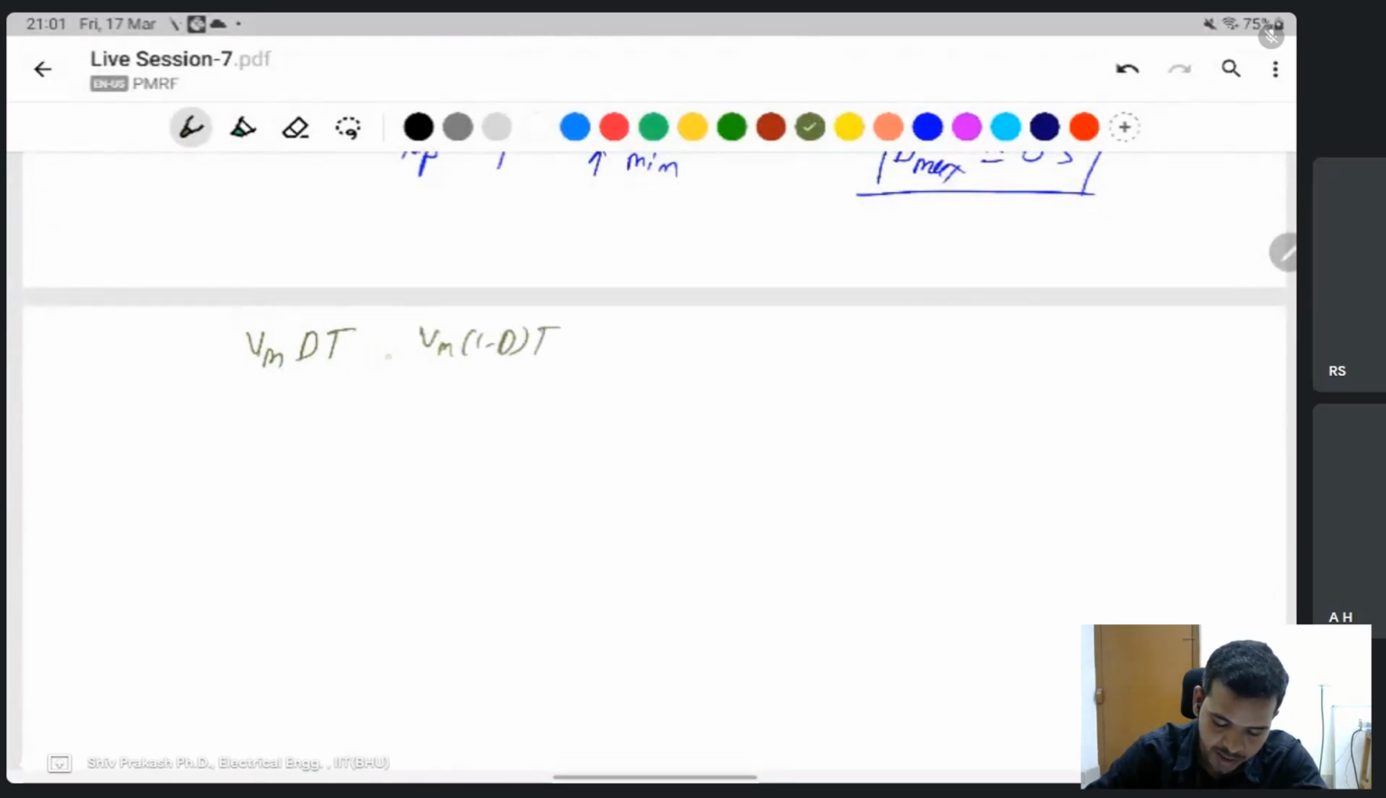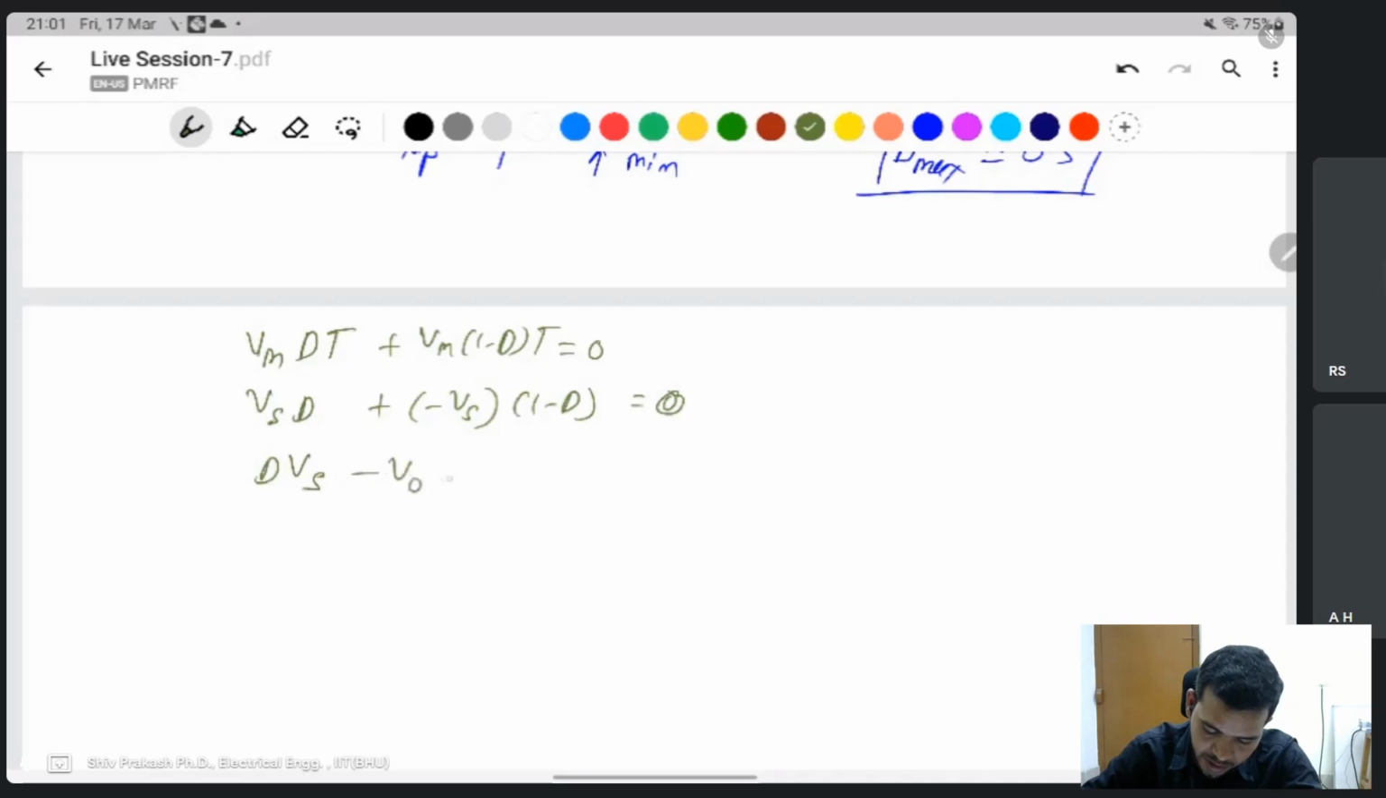Sorry, this one appears like this. Vm is the same as Vs times D, plus Vm is minus Vs because of the tertiary winding, times (1 minus D) into T. T cancels out, take it common, and it goes to 0. Then DVs minus Vs plus DVs is equal to 0. Then what will be D? You can take it as D maximum also.